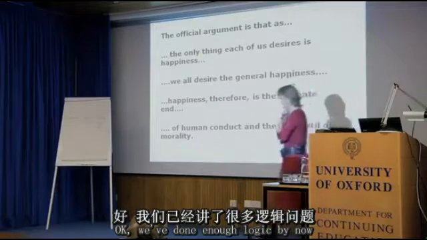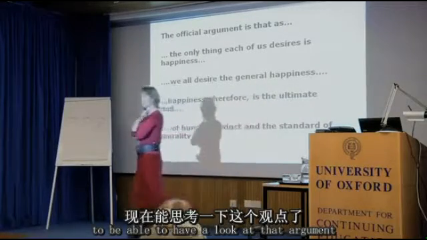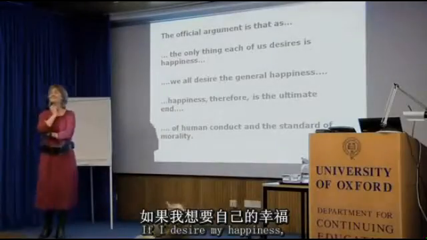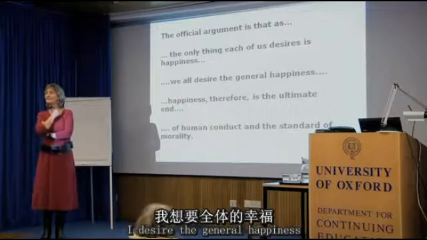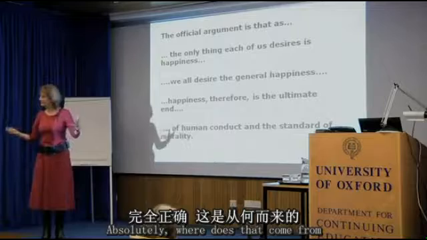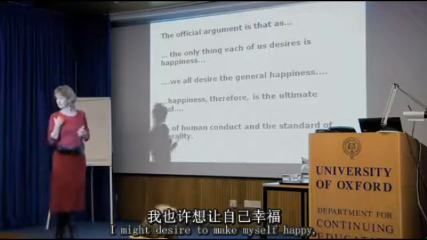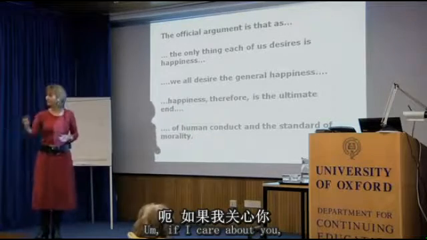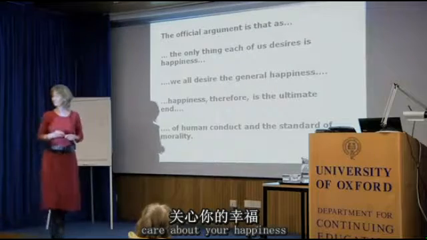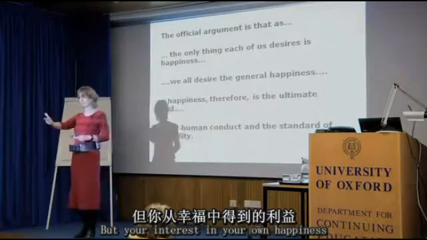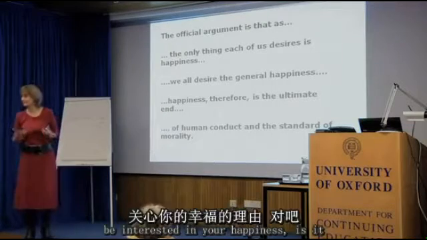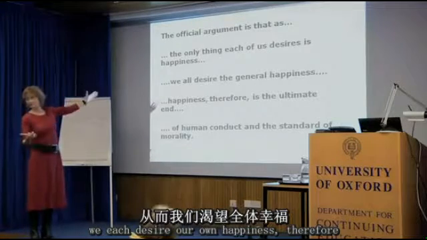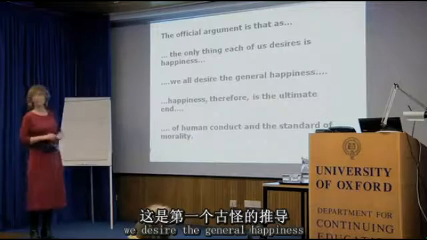Okay, we've done enough logic by now to be able to have a look at that argument. Tell me what a few problems are with it. If I desire my happiness, I don't see it follows that I desire the general happiness. Absolutely. Where does that move come from? I might desire to make myself happy, but why should I care about your happiness? If I care about you, then maybe I have a reason to care about your happiness. But your interest in your own happiness is no reason for me to be interested in your happiness, is it? So that's the first odd move: from we each desire our own happiness, therefore we desire the general happiness.